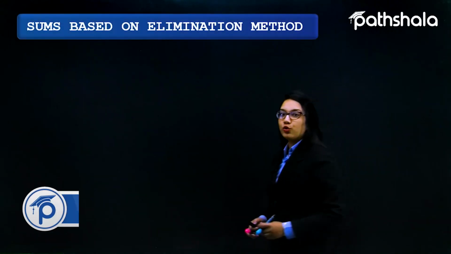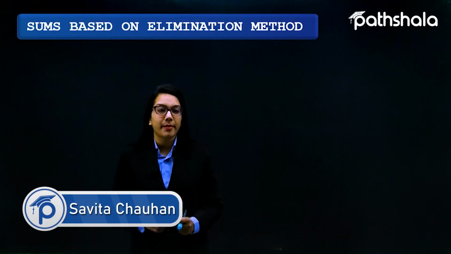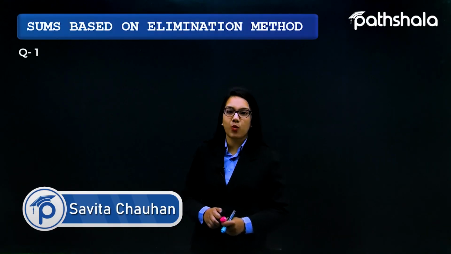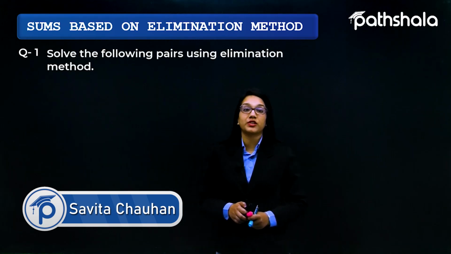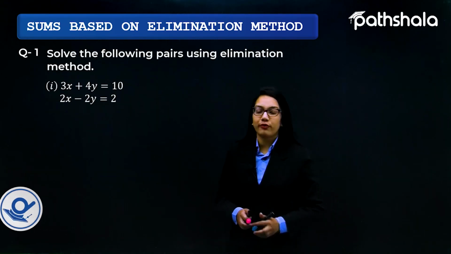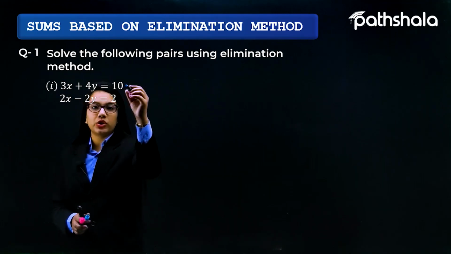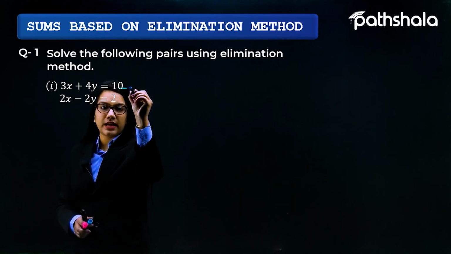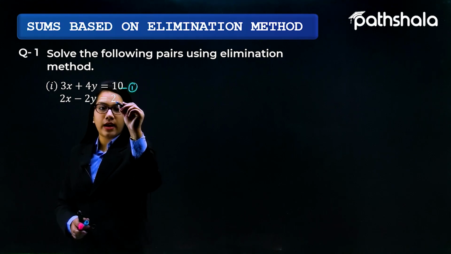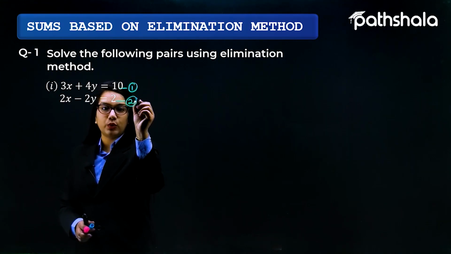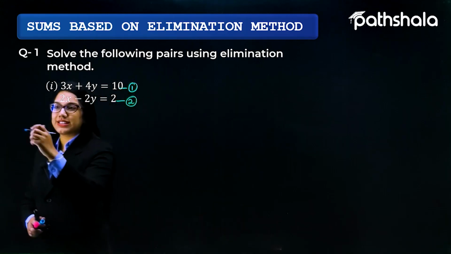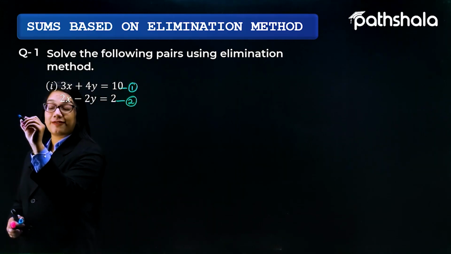Let's just move on further towards some of the sums that are based on the elimination method. Question number 1 says: solve the following pairs using elimination method. So for the very first part, we have to find out the value of x and y. Let us suppose we are making this as equation number 1 and we are taking this as equation number 2.